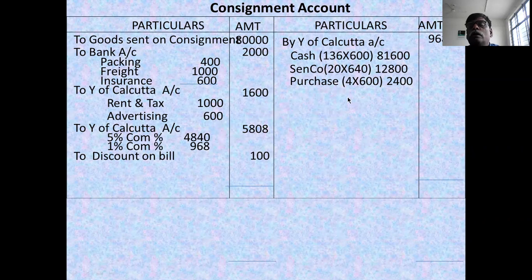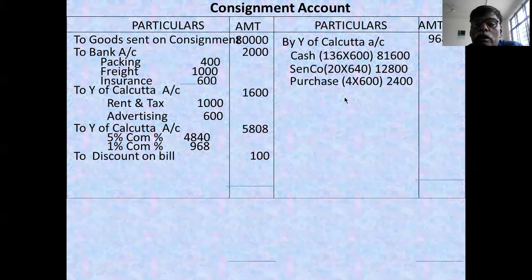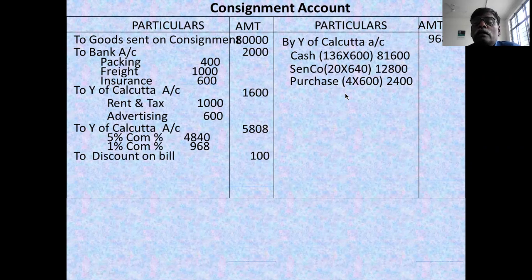After this, the second item is goods returned to consignor. Goods return is not given in the problem. Next is abnormal loss. Abnormal loss is also not in the problem. And the last item is closing stock. Closing stock will not be given in the problem. Remember this point: you calculate closing stock.